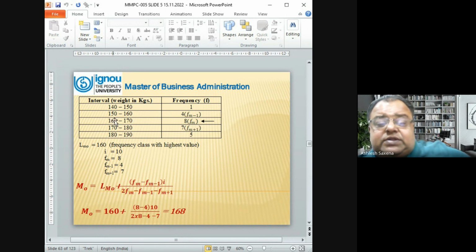Lower limit of this, move to this formula straight away. Write the formula. You will get 168 because all the values are known to you. Fm will be that value which is occurring most of the time. Mode is basically that value of the observation which is happening the maximum number of times.